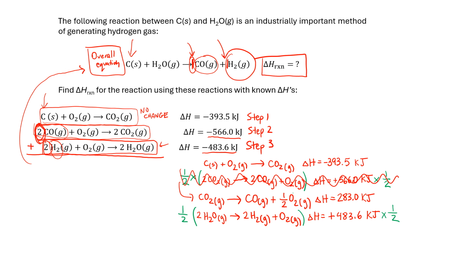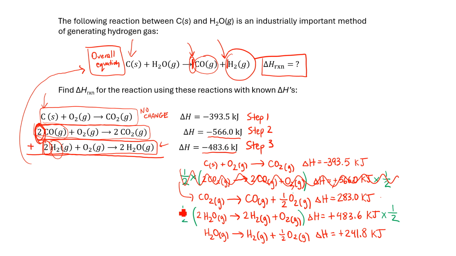Okay, so now, what does this become? This becomes H2O gas makes H2 gas plus half of O2. Now delta H here is going to be half of 483.6, which is going to be positive 241.8 kilojoules.